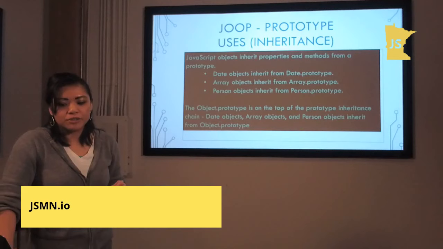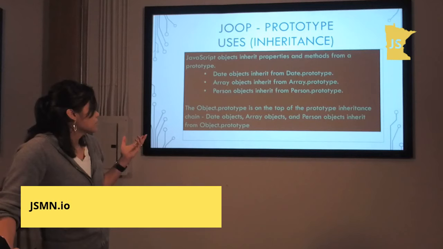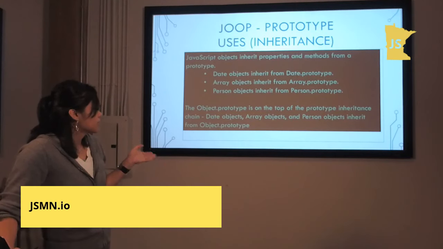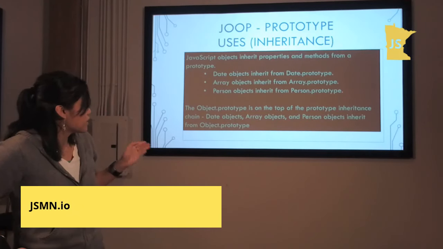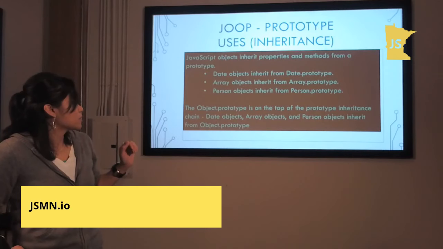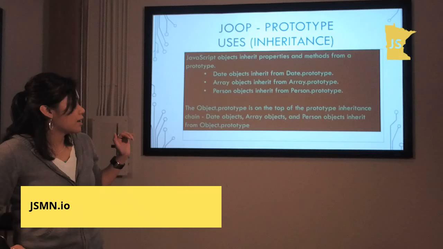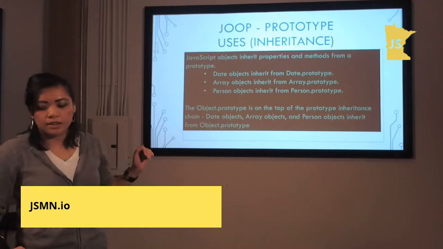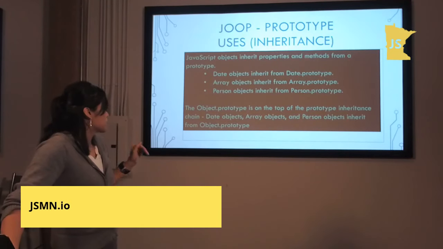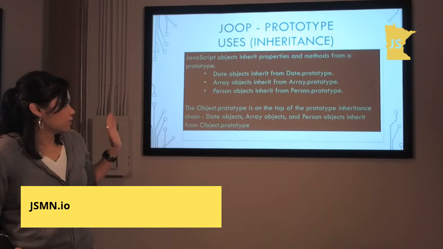So JavaScript prototype uses inheritance. You might not realize it, but you're implementing object-oriented principles with prototypes, and you're actually implementing inheritance. JavaScript objects inherit properties and methods from prototypes. So for example, if you're using Date.prototype, you can get certain properties that way. And there is actually a higher order object: the Object prototype is on top of everything else, or gets executed first.